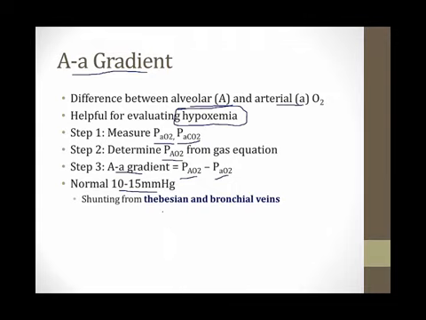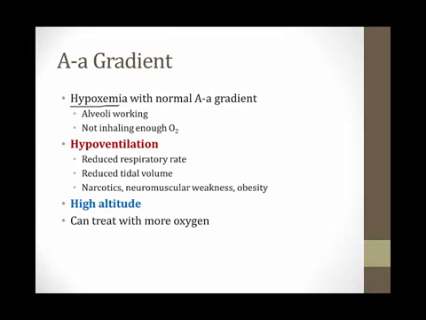There are vessels called Thebesian and bronchial veins which empty into the arterial system, and they bring blood that has not been oxygenated by the alveoli together with oxygenated blood, and they slightly lower the oxygen content in the artery compared to the alveoli, and that creates the normal AA gradient. So if a patient has hypoxemia, meaning a reduced oxygen content of their blood, but their AA gradient is normal, this means their alveoli are working. The problem for this patient is that the patient is not inhaling enough oxygen.